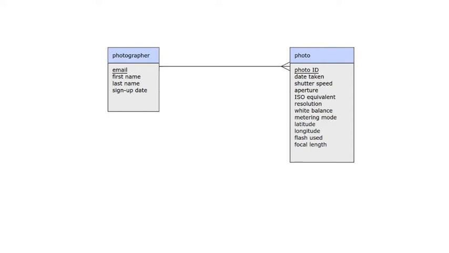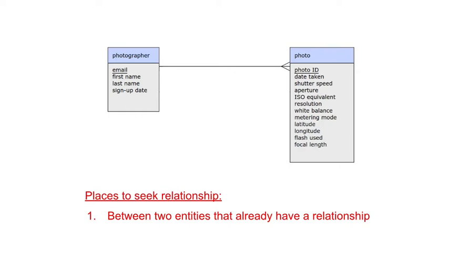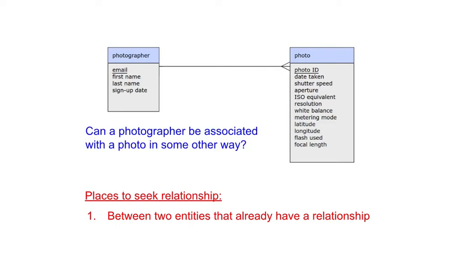We already have looked at each entity and sought descriptors and identifiers. And we also found that a photo has only one photographer, and a photographer has many photos. Are we done here? It may be counterintuitive, but the first and best place to seek a relationship is actually between two entities that already have a relationship. Entities have a natural tendency to be related in more than one way. We see photographer and photo are already related. So we ask, can a photographer be associated with a photo in some other way?